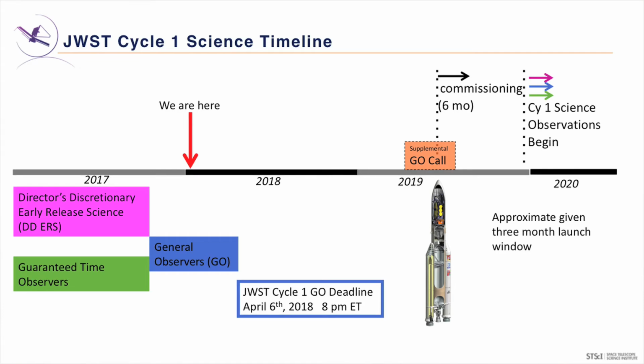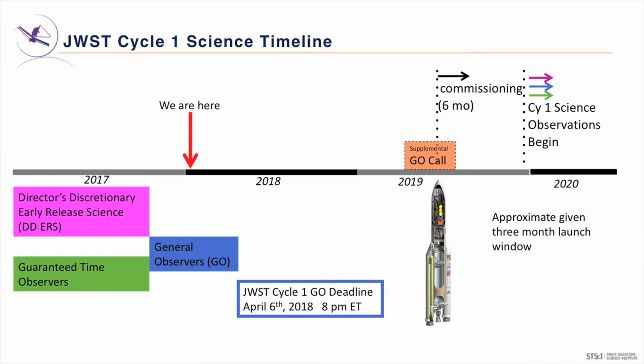James was kind enough to highlight this supplemental General Observer call. This is meant to capture all that great science that's going to happen in between when you submit your proposal here and whenever launch occurs. So this supplemental call is going to be strongly influenced by input from you, the users, through the JSTUC, and will basically occur right here straddling launch, when we issue the call and then accept those proposals so that we can rapidly fold them into the regular Cycle 1 science observations.